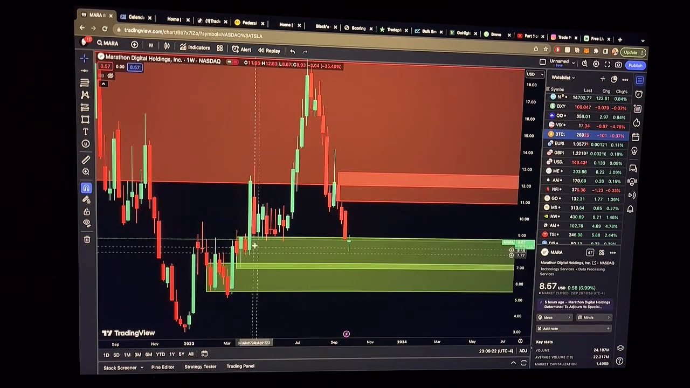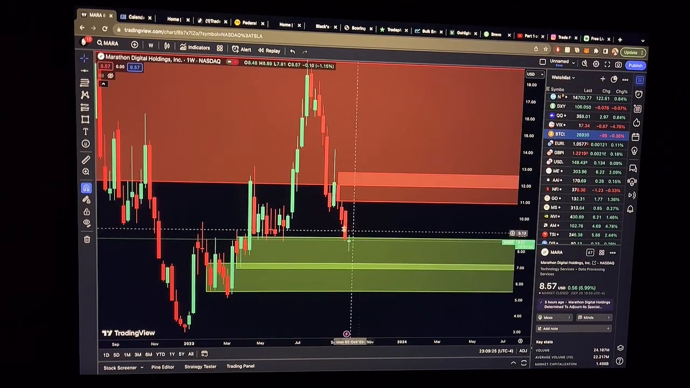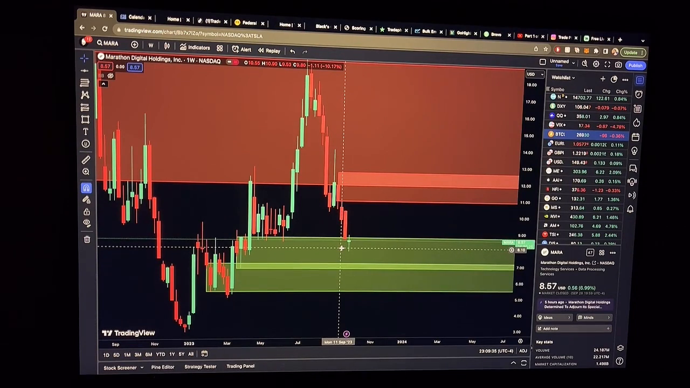Second problem I have with it is it's been hit once, twice, three times, four times. This is the fifth hit on this weekly demand zone. Do I want to trade a standalone weekly that's been hit five times, guys?